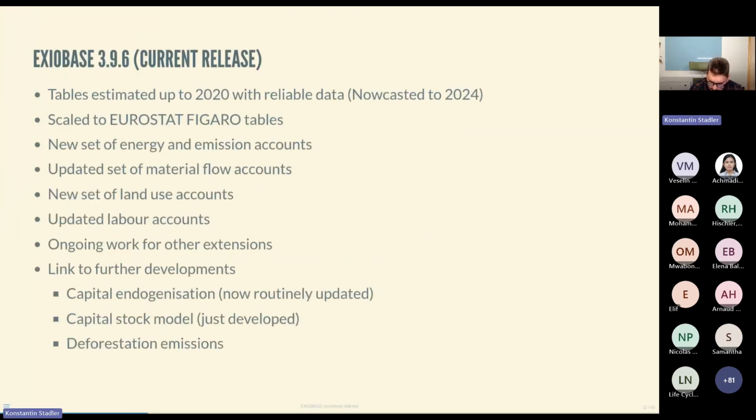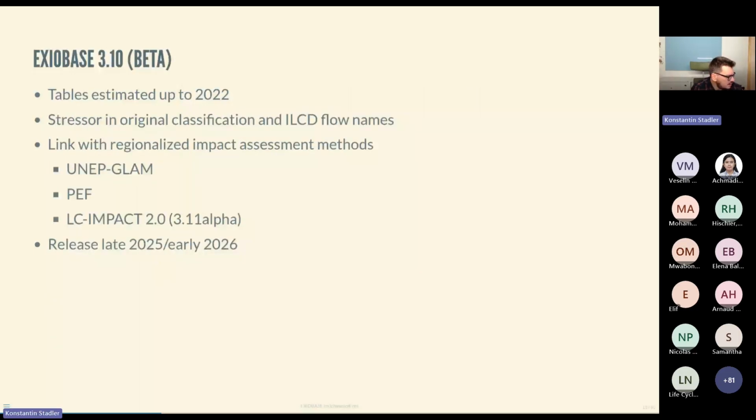In the current release, we had several updates. The most important one was the update of the energy and emission accounts. We now also incorporate the official Eurostat figaro tables. And we have updated land use and labor accounts and linked to other extensions, which are currently kind of experimental. In 3.10, we will extend the time series to 2022. We have new stressors and impacts, which I will describe in detail a little bit later. And as I said, the release is late 2025 or early 2026.